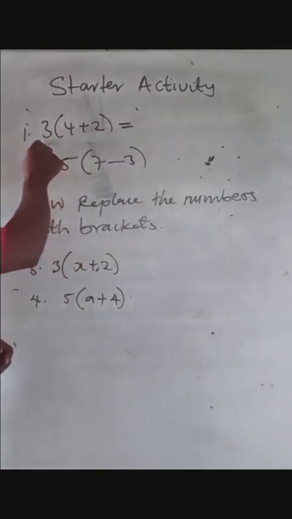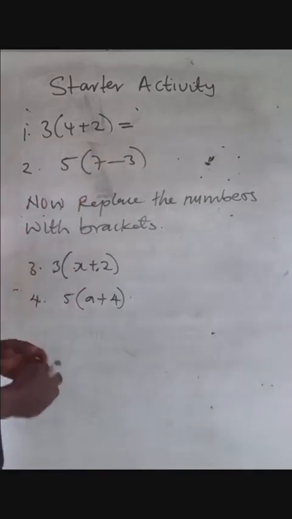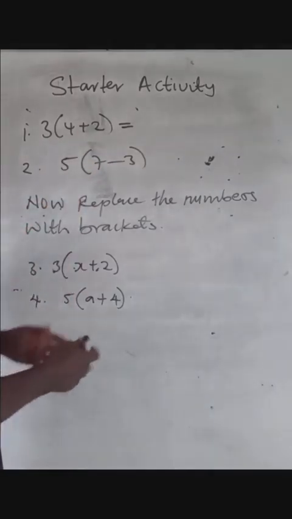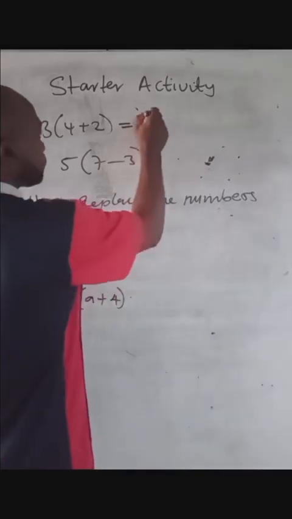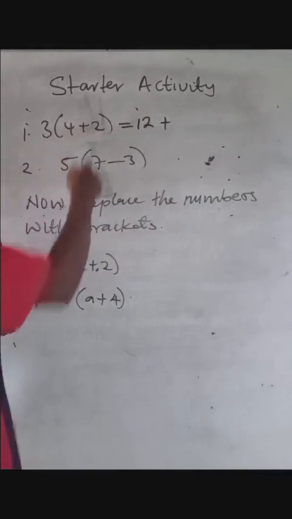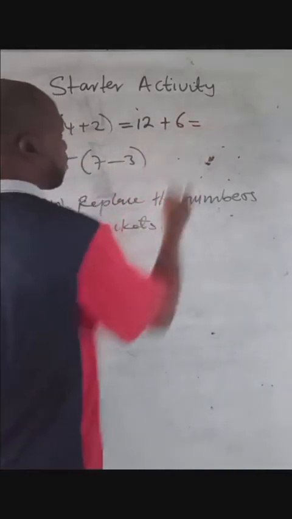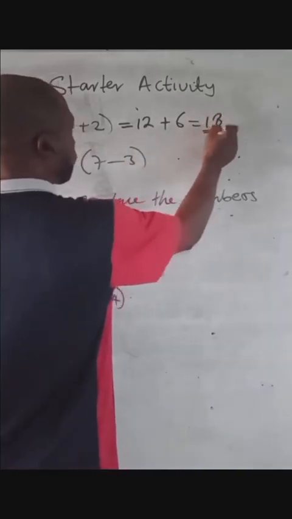We use the value or the number outside the bracket to multiply each term inside the bracket. Therefore, 3 multiplied by 4 is 12, plus 3 multiplied by 2 is 6. Therefore, the sum of 12 and 6 is equal to 18.